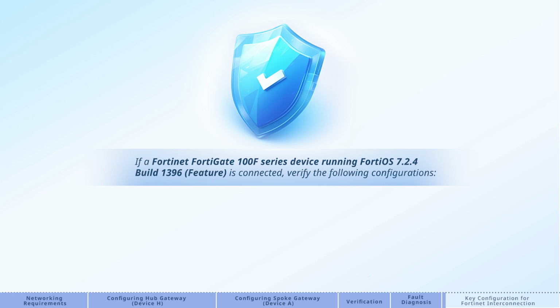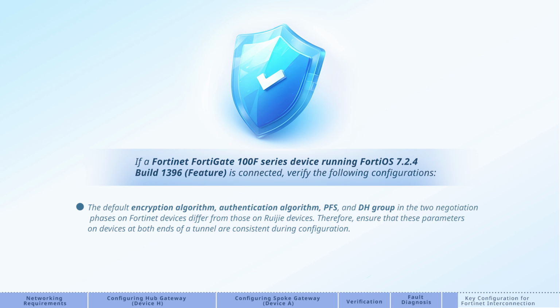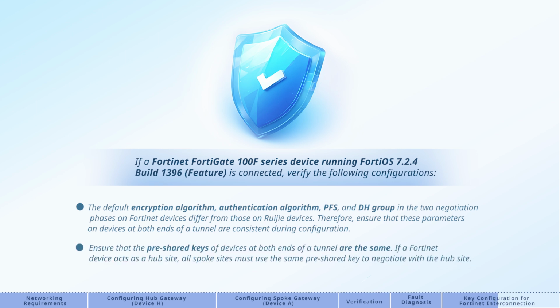If a Fortinet FortiGate 100F series device is connected, pay attention to the following. The default encryption algorithm, authentication algorithm, PFS, and DH group in the two negotiation phases on Fortinet devices differ from those on Ruijie devices. Therefore, ensure that these parameters on devices at both ends of a tunnel are consistent during configuration. Ensure that the pre-shared keys of devices at both ends of a tunnel are the same.